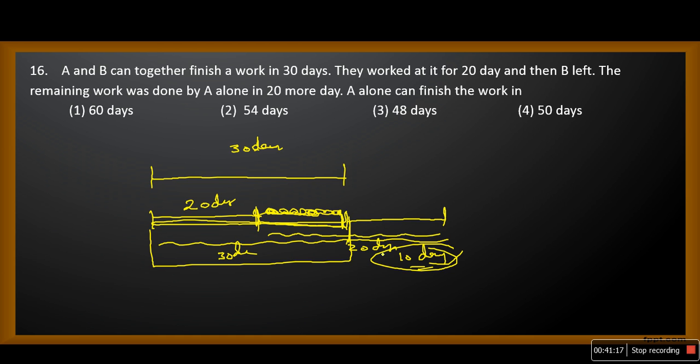So the answer is, whatever the efficiency A has, B also has the same efficiency. If A takes 1 day, B also does 1 day of work. Here A worked for 30 days, B also worked for 30 days. If A alone works, A has to do it for 60 days.